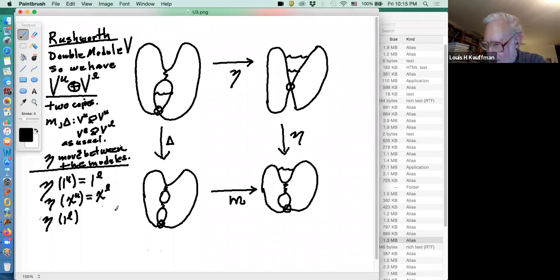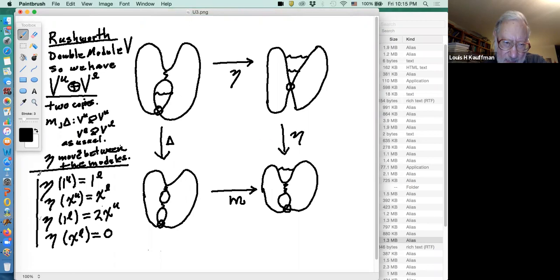Eta for the x in the upper is the x in the lower. Eta for the 1 in the lower is 2 times x in the upper. And eta of the x in the lower is equal to 0. Now, this may seem very mysterious, but in a moment, you're going to see that this exactly solves our problem for this square that we would like to commute.